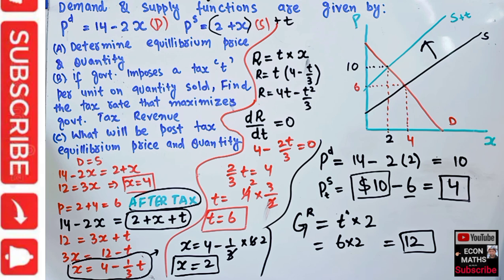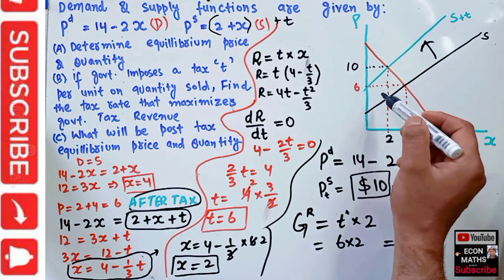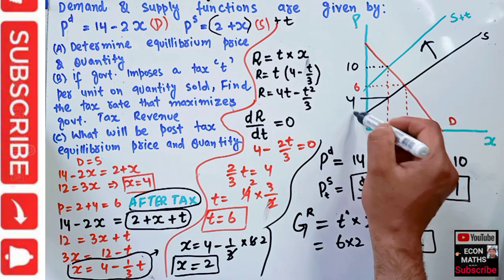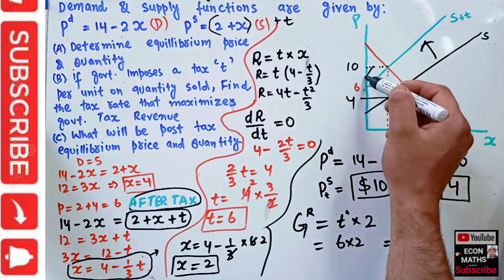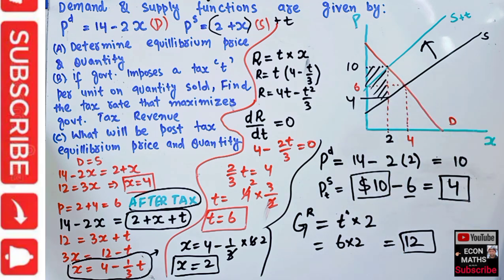That means buyers will be paying a price of $10 and sellers will get a price equal to the $10 that the buyers are paying minus the tax that is being imposed, that is 6, the tax rate that maximizes the government tax revenue. So the price that buyers pay minus the tax rate is equal to 4. That means suppliers get 4. And this denotes the tax revenue of the government.